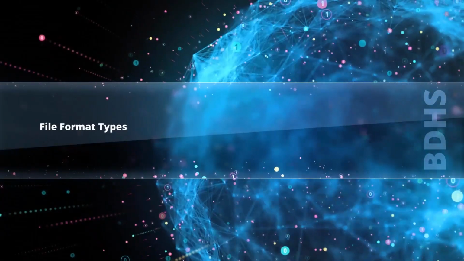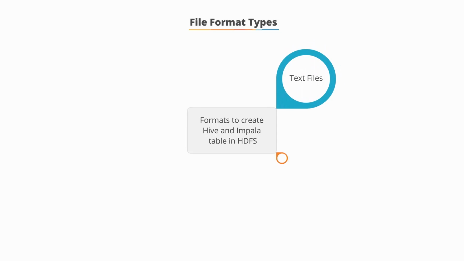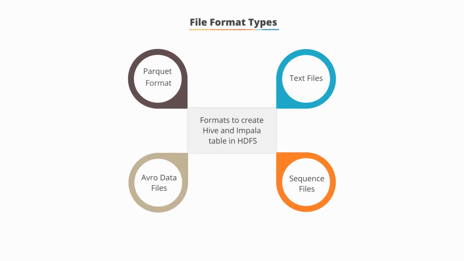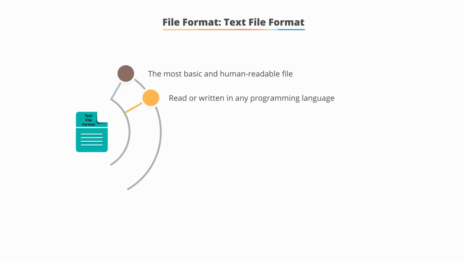The file format types that are supported, the 4 different types, are text files, sequence files, Avro data files, and Parquet format. Let's go over each of these file formats in more detail. The text file format is the most basic and a human readable file. It can be read or written in any programming language and is mostly delimited by commas or tabs.